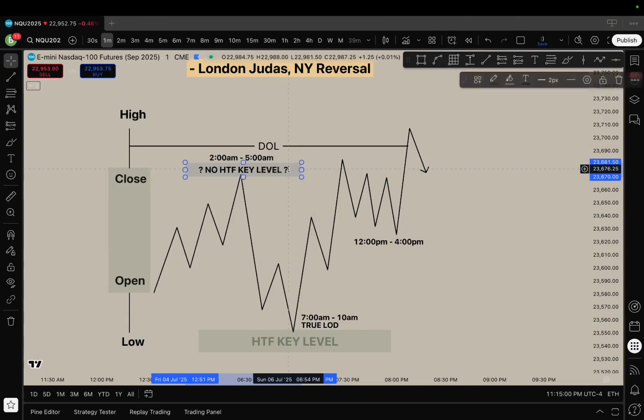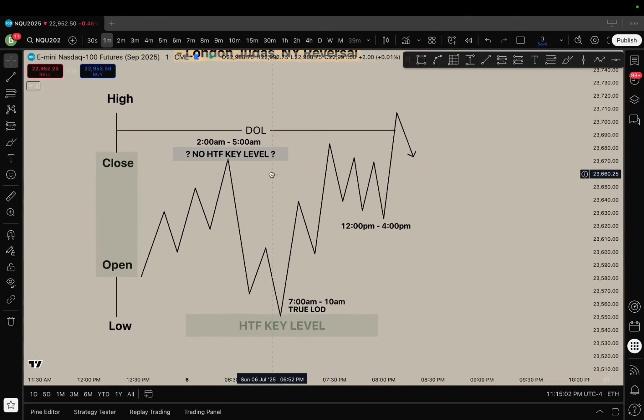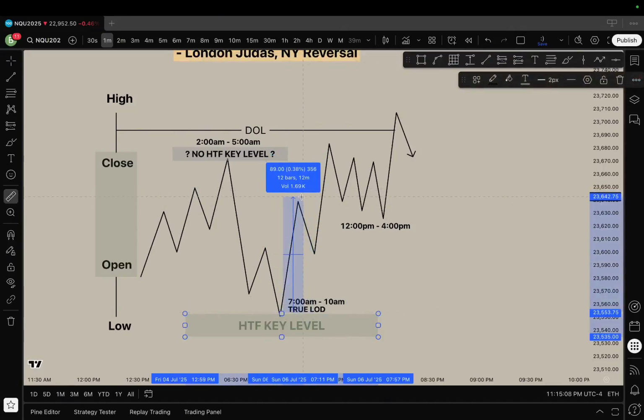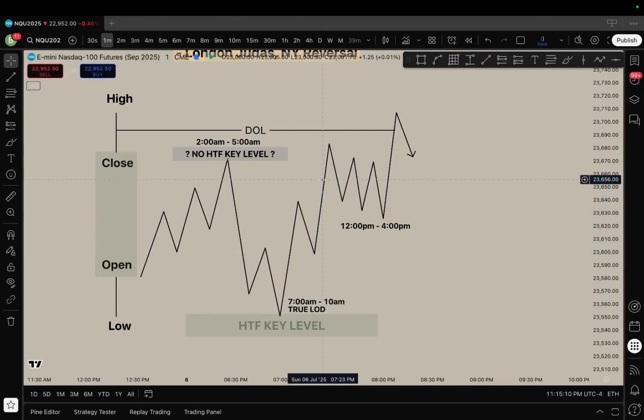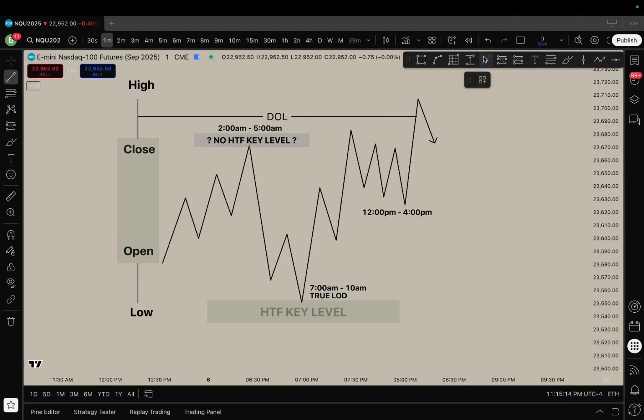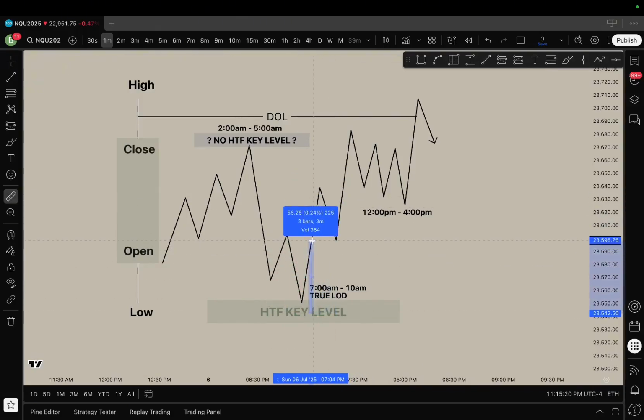No higher time frame key level, and then we did hit a higher time frame key level from 7 o'clock to 10 a.m., and then we will get our reversal from there during New York AM session, okay? So, again, it can be anywhere from 7 a.m. to 10 a.m. You can have 8:30 trade into this. You can have a 9:30 open low. You can have 10 a.m. trade into this and then have a 10 a.m. reversal.